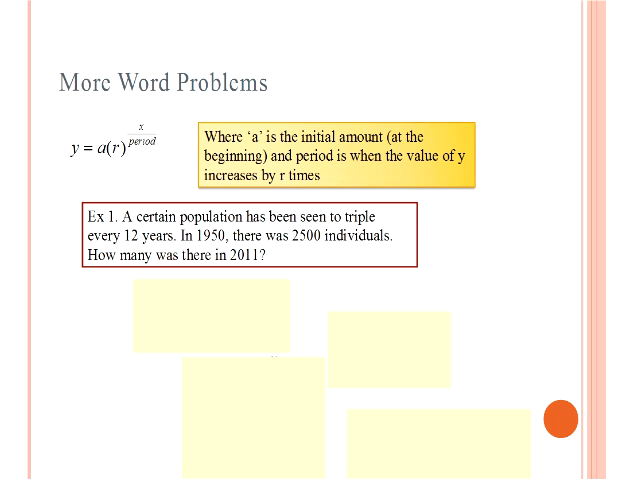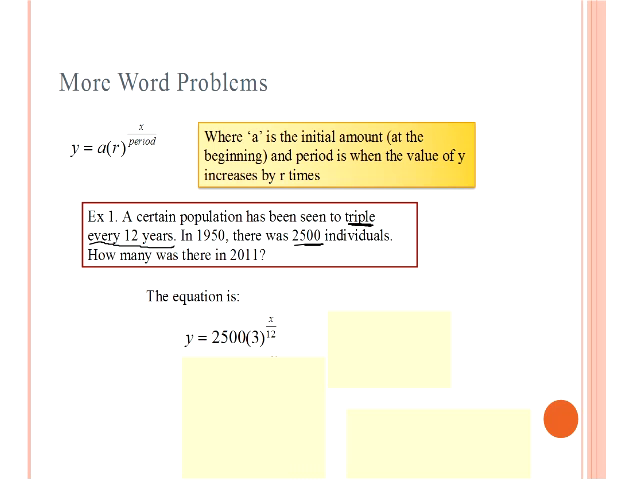So for instance, a certain bacteria triples every 12 years. In 1950, there were 2,500 individuals. How many will there be in 2011? Now notice, right away here I see that it's every 12 years, there's the period. It's tripling, there's the common ratio, 3, and there's the initial amount. So I can get this equation.